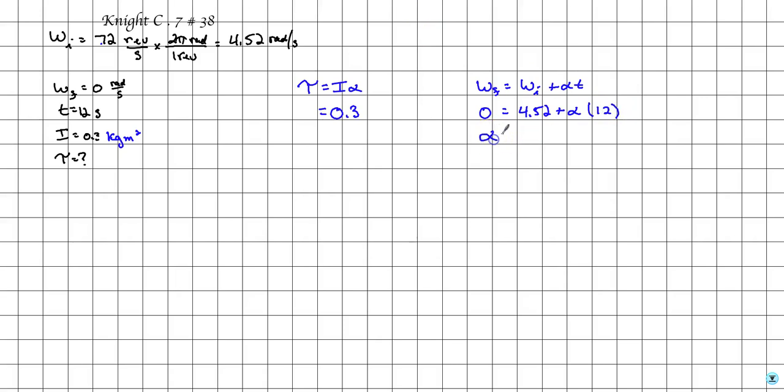And by solving for alpha, we get that the angular acceleration is going to be 0.377 radians per second squared. Putting that over here, 0.377, we find that the torque applied to that wheel is going to be minus 0.113 Newton meters. That is problem number 38 from chapter 7.